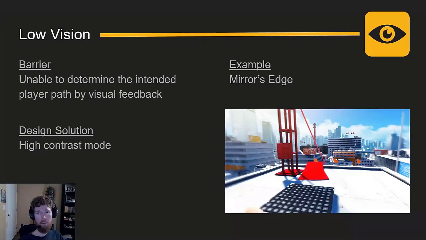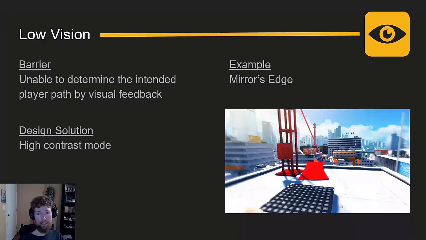First up, we have low vision. So players may have reduced vision and are unable to differentiate between objects in a scene. Interesting point here: the ability to read 20-point font at 20 feet away is why it's referred to as 20/20 vision, and the term legally blind refers to 20/200 vision or worse, so not being able to read 200-point font at 20 feet away. So you may have some vision while still being considered legally blind.